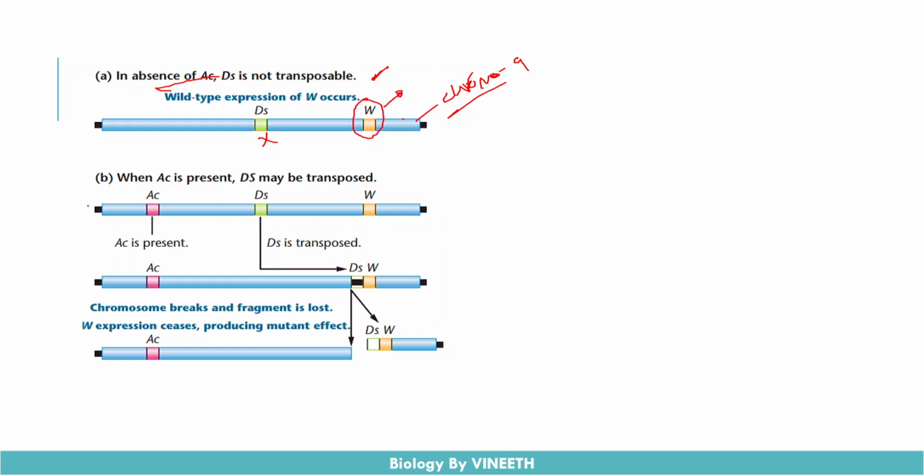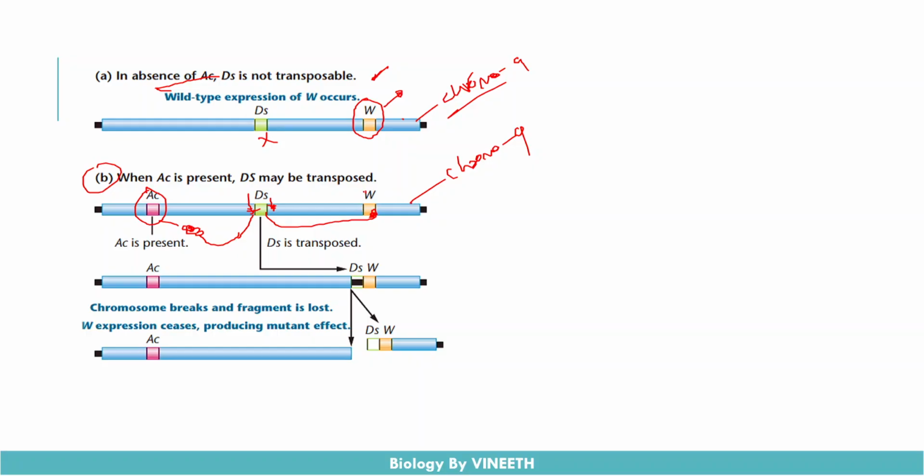In the second case, there is an Ac element present on chromosome 9. If the Ac element is present, it will produce the transposase enzyme, and this transposase enzyme will cut the Ds element, making blunt end cuts, and move the Ds element to different locations. Say the Ds element is moving into the wild type allele region. It induces breakages at the wild type allele region and gets inserted there.